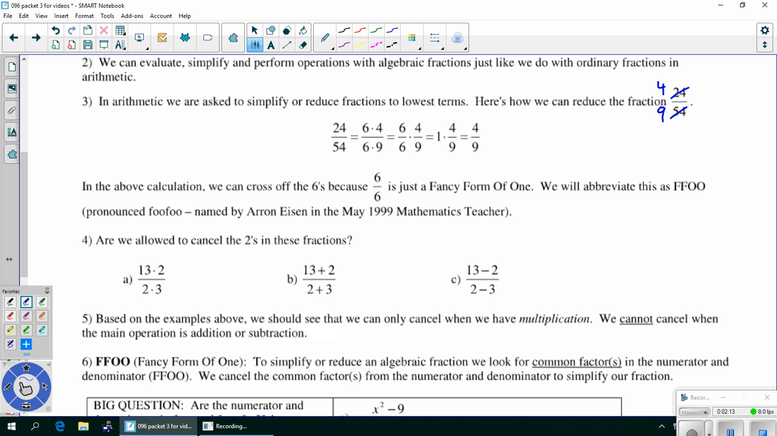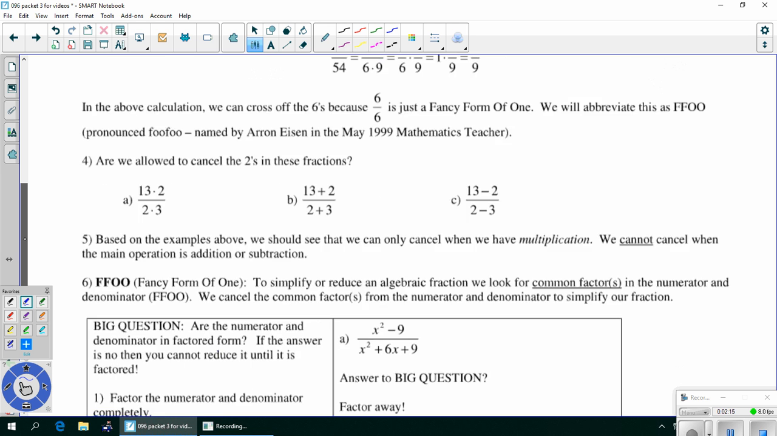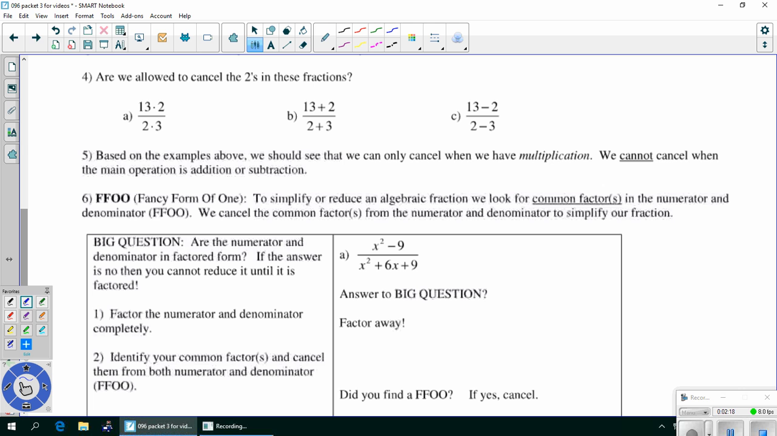Number 4, are we allowed to cancel the 2's in these fractions? Well, let's take a look. 13 times 2 over 2 times 3. For sure, that is equal to 26 divided by 6. And then if I reduce that fraction, 2 goes into both of them. I get 13 divided by 3. Was I allowed to cancel the 2's? Yeah, because what I have left is exactly 13 divided by 3, which is the right answer. So yes, when you have multiplication on top and multiplication on the bottom, you are allowed to cancel common factors.